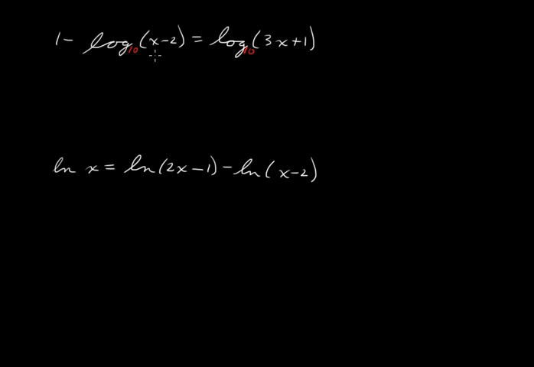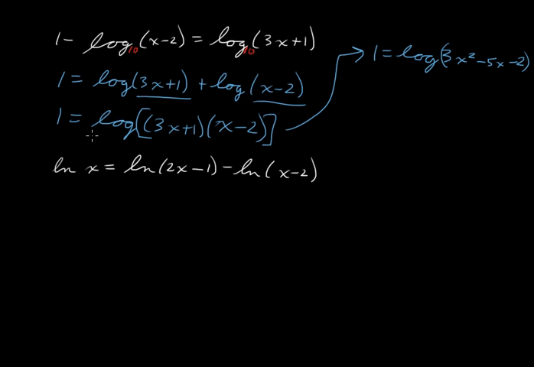So if you have this, you want to get the logarithms together, so you'll add the log of x minus 2 to each side, and you get 1 equals log of 3x plus 1 plus the log of x minus 2. Now using properties of logarithms, the sum of two logs equals the log of the product of what's inside here. So I'm going to write that. That gives us 1 equals the log of 3x plus 1 times the quantity x minus 2. And then I've just multiplied that here. So the log of 3x squared minus 5x minus 2.